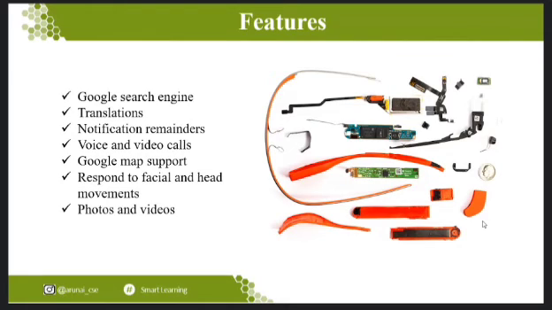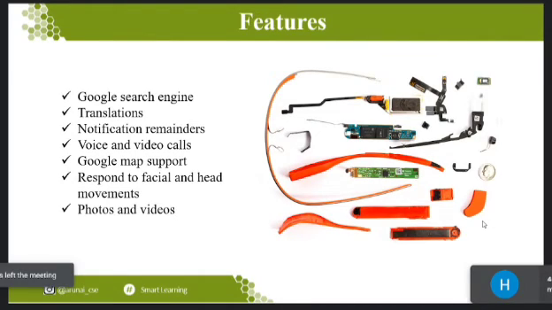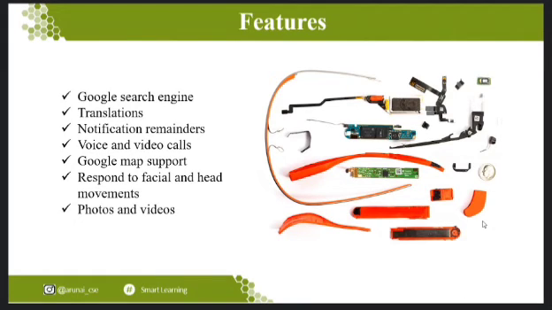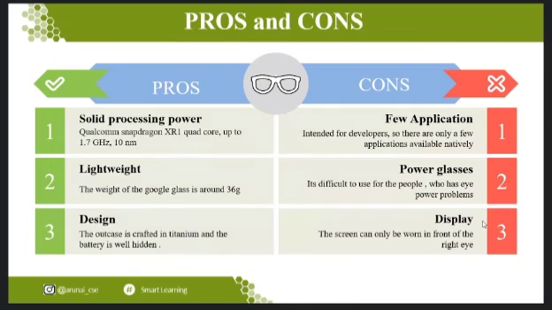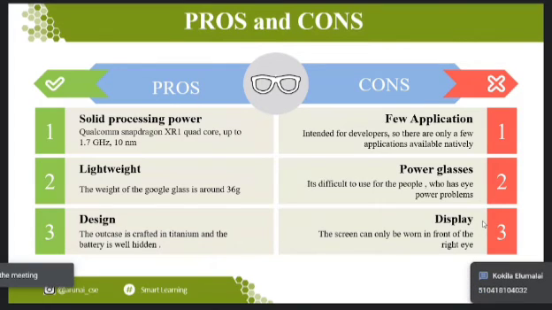It has the ability to respond to facial and head movements, such as allowing the user to flick their head to scroll through a page or operate the device with eye movements. As I said earlier, the pros of Google Glass are solid processing power, lightweight, and design. Solid processing power: Qualcomm Snapdragon XR1 quad core up to 1.0 GHz, 10 nanometer. Lightweight: the weight of the Google Glass is around 36 grams. Design: the outer case is crafted in titanium and the battery is well hidden.